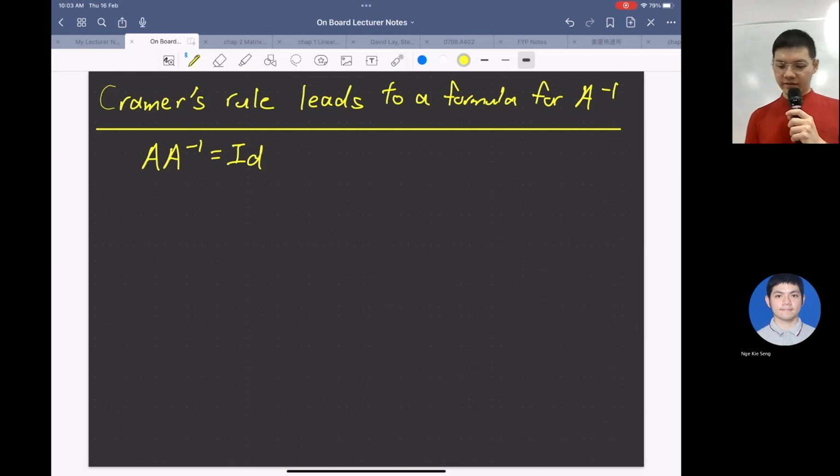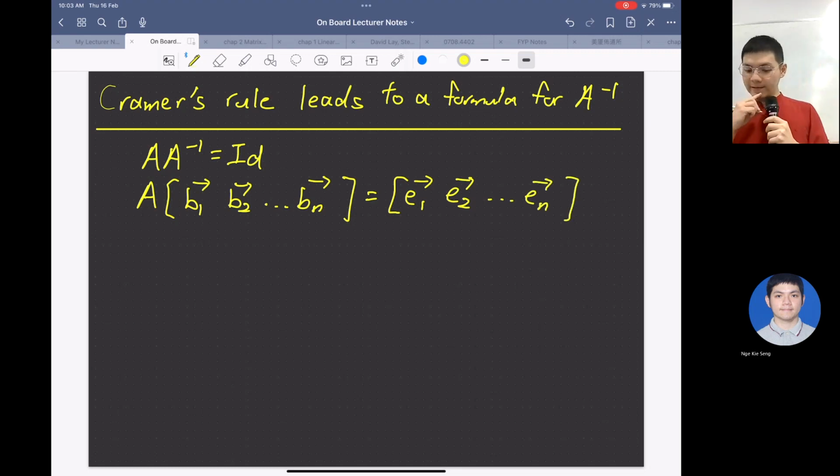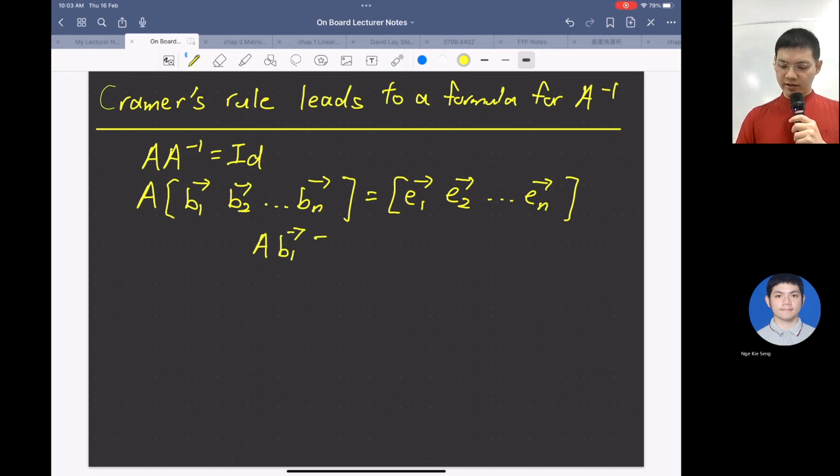Column by column. Let me split it into B1, B2, up to Bn, and you will get the identity matrix, which is the standard basis. So can you split them into n matrix equations here? If you multiply A by the first column, you should get the first standard basis vector.